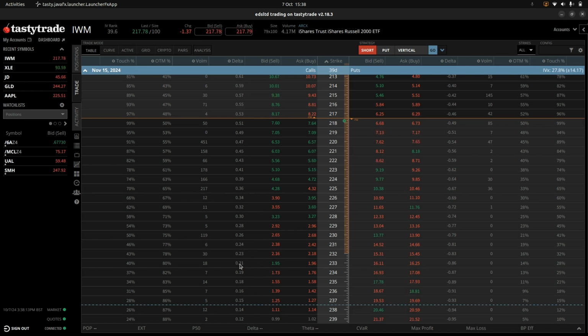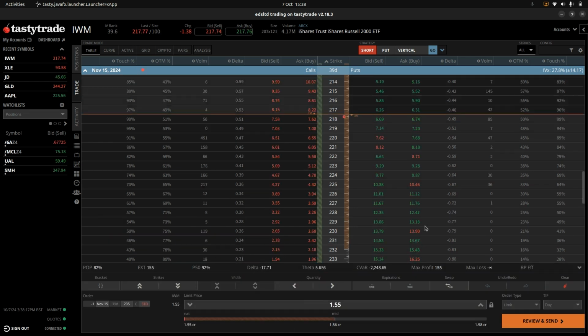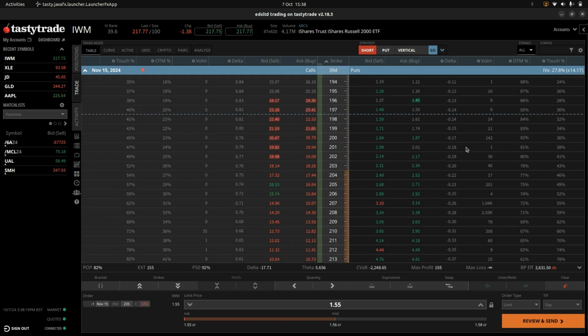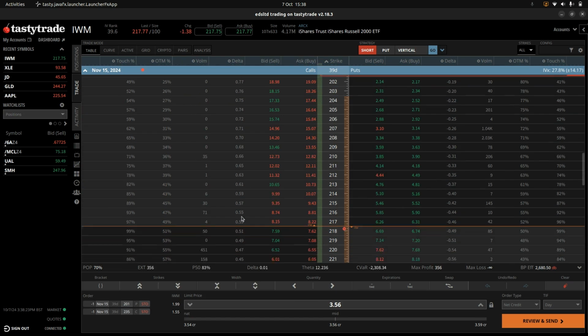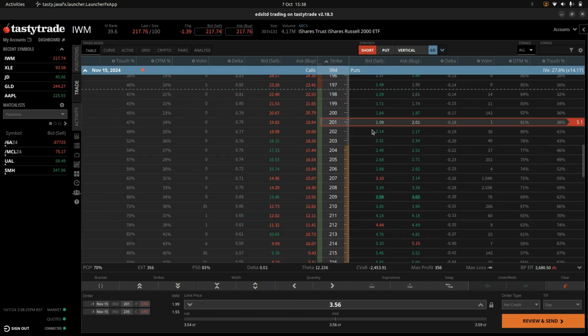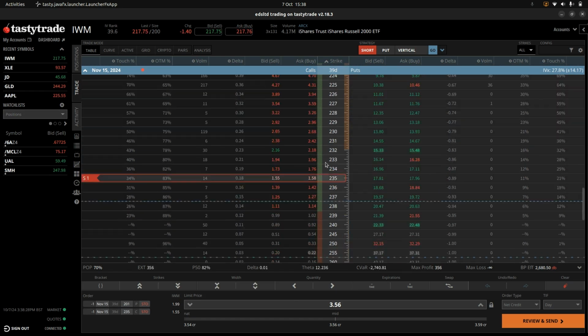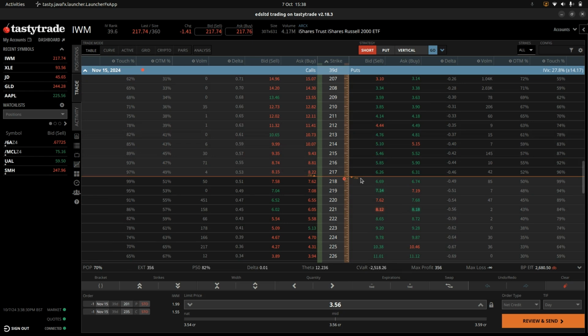Very liquid, lots of strikes to choose from. I mean, we can just go with an 18 delta here, the 235 strike. And then if we do the same thing again on the put side at the 201, 18 delta again. And as you can see here, our strikes are outside of the expected move, and that is going to lead to a very high probability of profit. And we can see that here with a probability of profit of 70%.